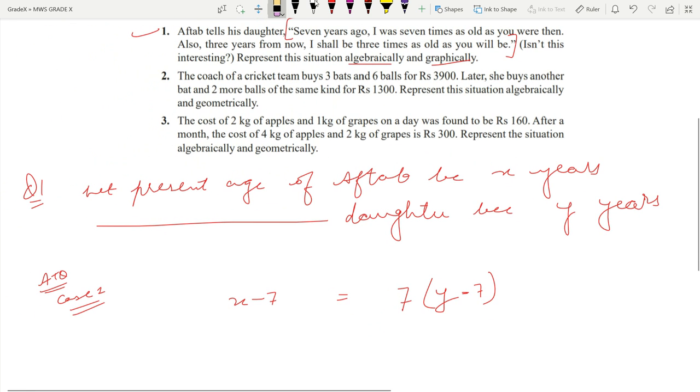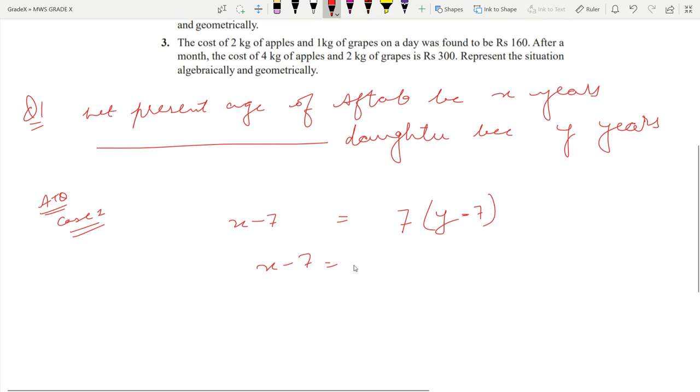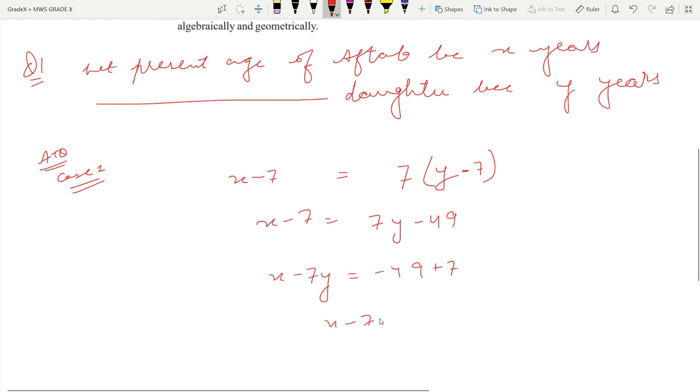Okay, after this, let us solve a little. x minus 7 is equal to 7y minus 49. Then bring this 7y to this side and bring this 7 to this side. Minus 49 plus 7. So x minus 7y is equal to minus 42. Clear? Okay, so this is our first case.